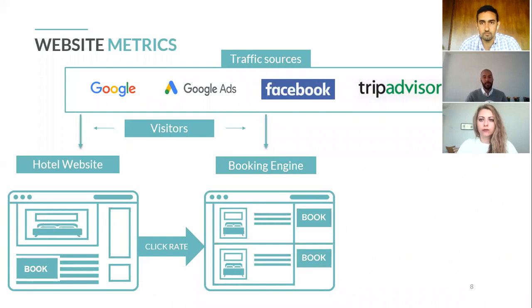The next step would be making it to the booking engine. In this case, these specific visitors actually start the booking process. So they have, in a way, a higher willingness to purchase, to make a booking. So they would make it actually to the booking engine.